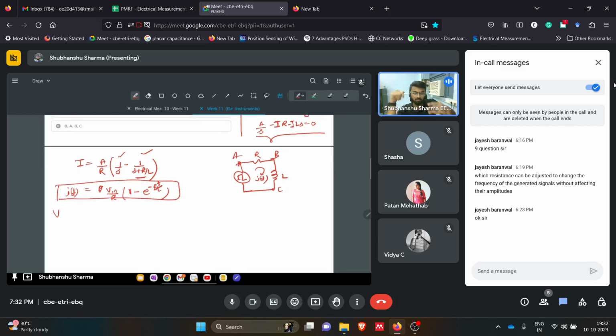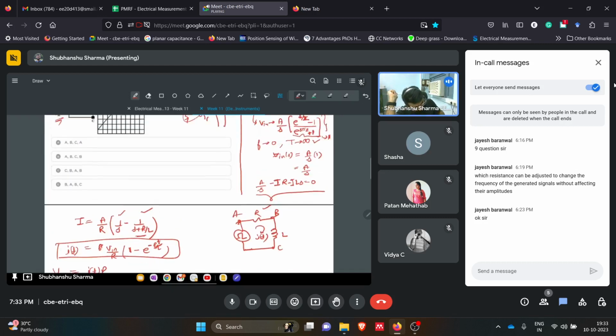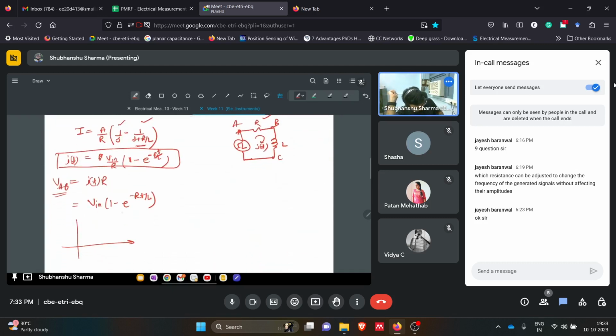Now this oscilloscope is reading the voltage across these two elements, R and L. So let's see what VAB will be, that is the voltage drop across this R. It will be I of t into R, simple. So that will be Vin, R by R will cancel, it will be 1 minus e to the minus RT by L. If you draw the waveform of this, it will look something like this. So this is V, this is T. This you already know, simple maths.